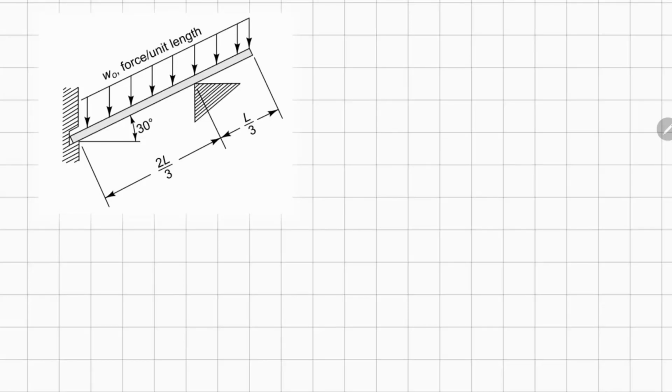And this one is 3.23 part C. So here we have a slanted beam and we need to figure out the shear force and bending moment diagram using singularity function. So first thing first, we will look at only the transverse forces on this so that we can calculate the shear force and bending moment.